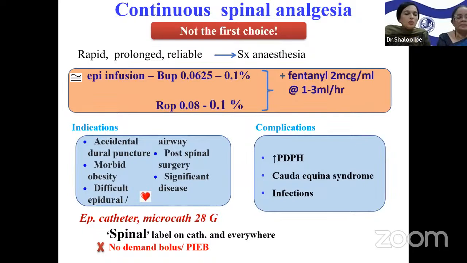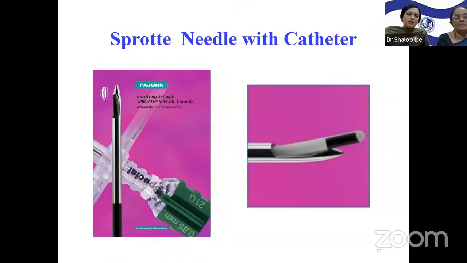The indications and complications remain similar to single shot spinal. Also, another important point is that the labeling of the catheter should be spinal. And every person who is involved in the care of the patient should know that it is not a labor epidural, but a continuous spinal analgesic catheter. For that reason, there will be no demand boluses or patient control boluses allowed with continuous spinal analgesia. Now, Pajunk has come out with a Sprotte needle with a dedicated catheter for continuous spinal analgesia or anesthesia.